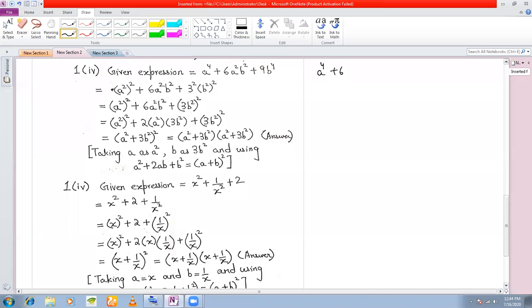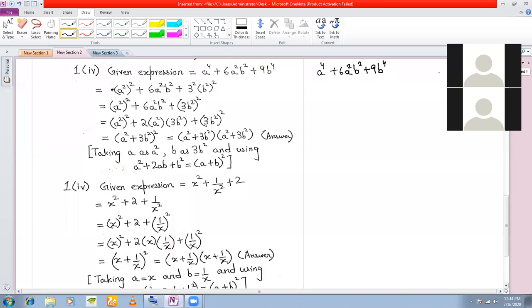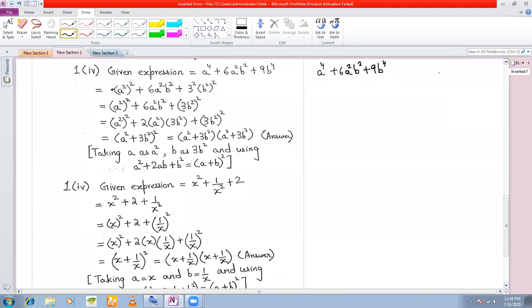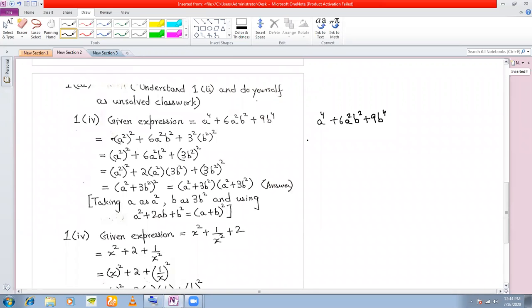a square b square plus 9b to the power of 4. Okay. Now, what you must see here is that these two, e to the power of 4, this one, e to the power of 4. This is your e square whole square, isn't it? e to the power of 4 can be written as a square whole square. Also, 9b to the power of 4 can be written as 3b square whole square. So these two clearly are perfect squares.